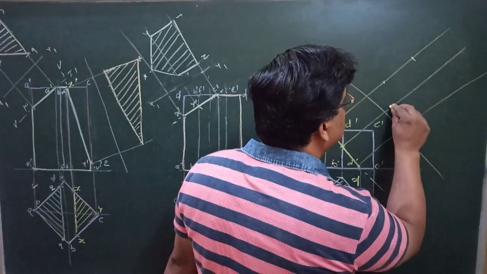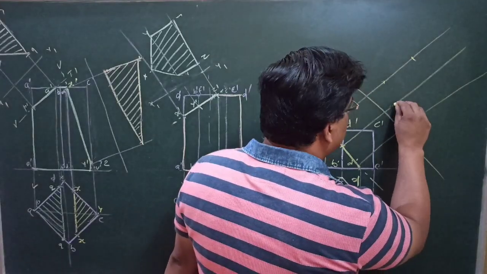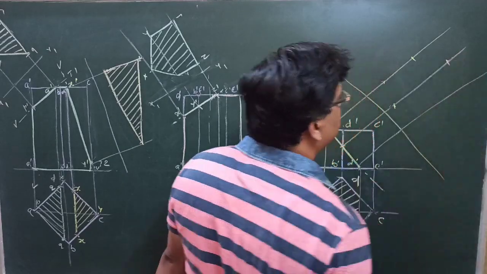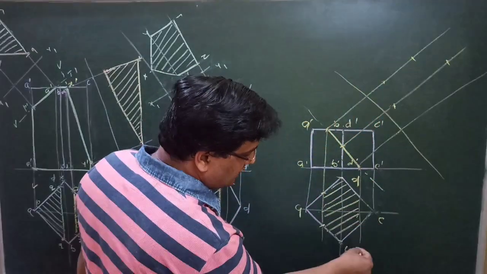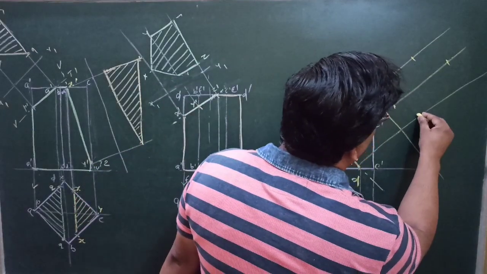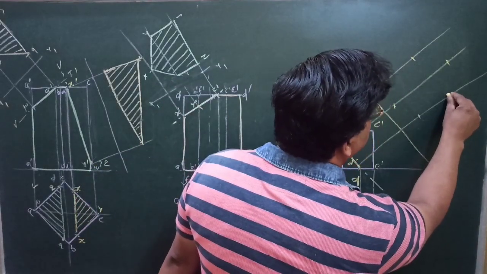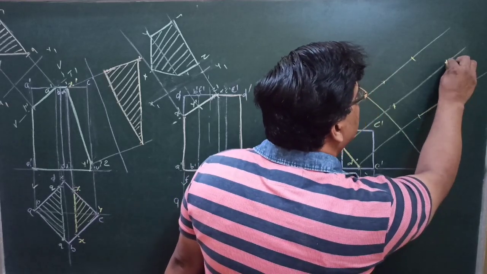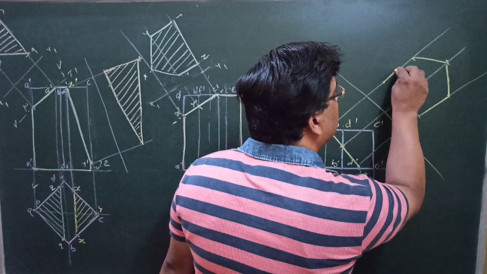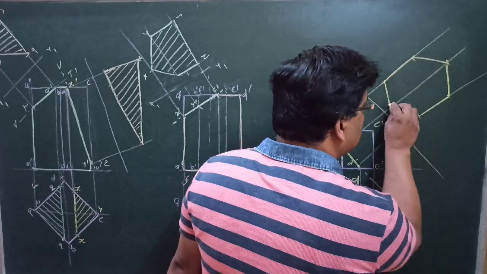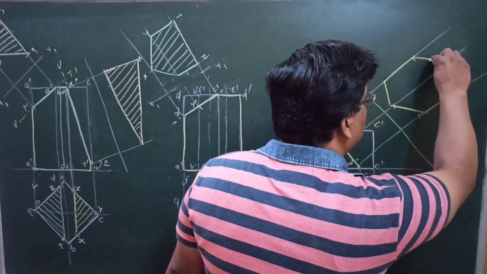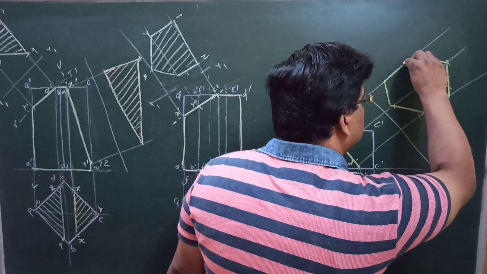So it's around here and here. For the third, this and this distance. So again you will get 2 distances like this. After joining these points, you will get the true shape in the form of a regular hexagon, and this should be properly hatched.